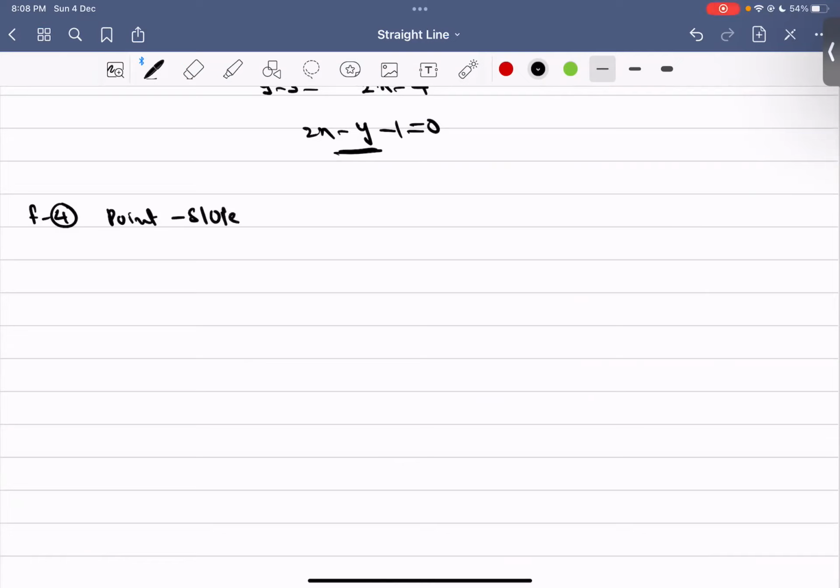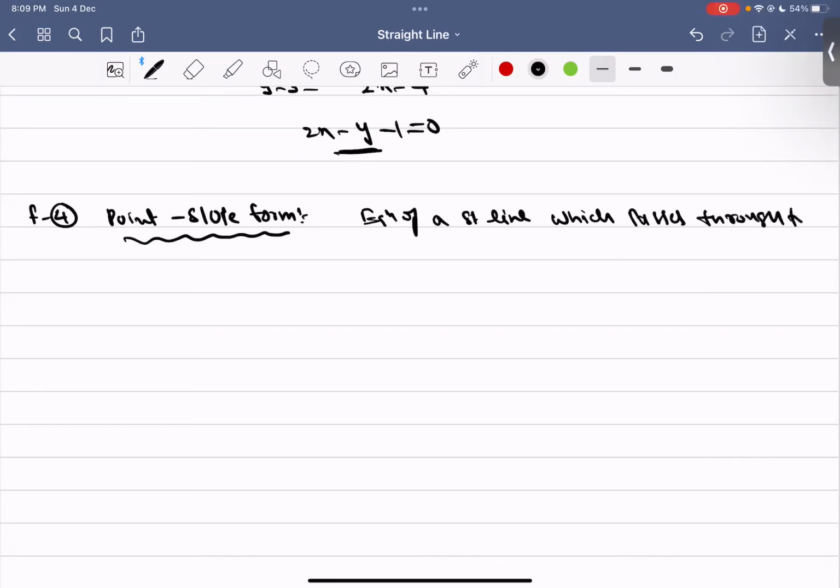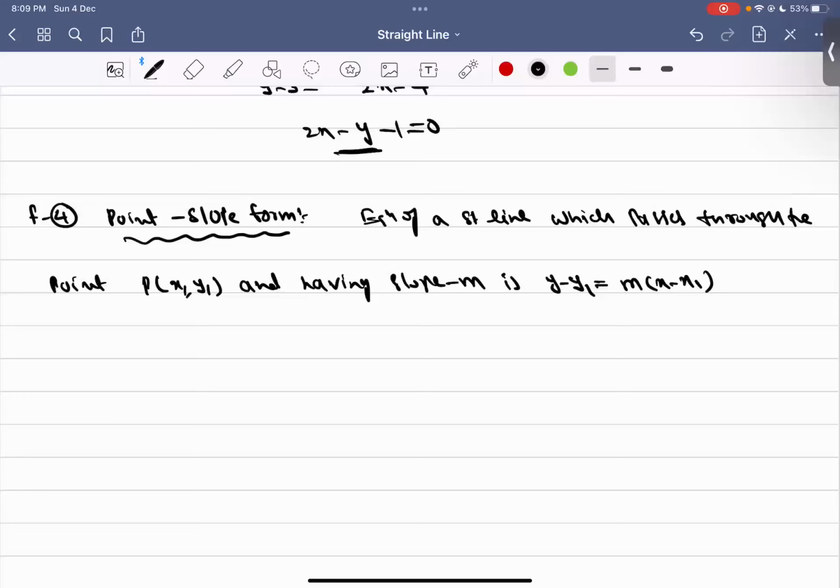Point slope form. So in point slope form, the equation of a straight line which passes through the point P(x1, y1) and having slope m is y minus y1 is equal to m into x minus x1.